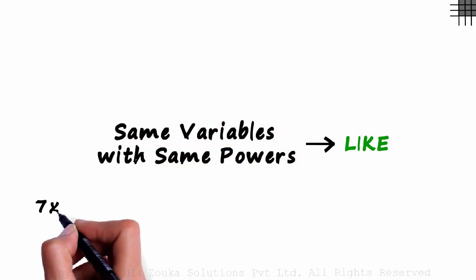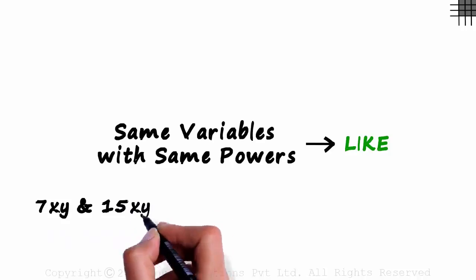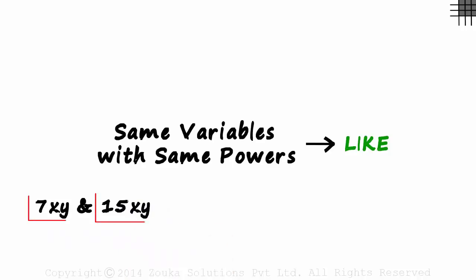So are 7xy and 15xy like terms? Each of the terms has two variables and they are the same, x and y. Are the powers of each the same? Yes, they are like terms. The power of x in each term is 1 and the power of y as well is 1 in each case. The coefficients can be different, it doesn't matter. But the variables and their powers have to be the same.